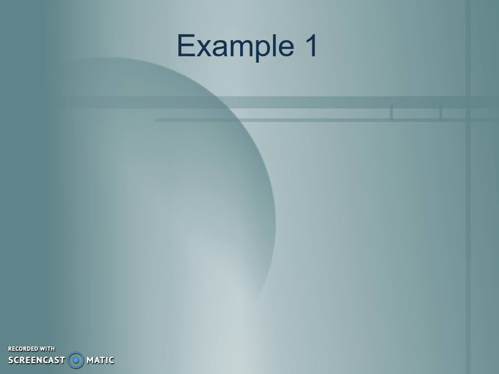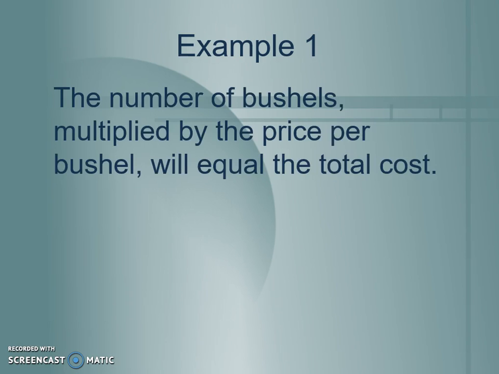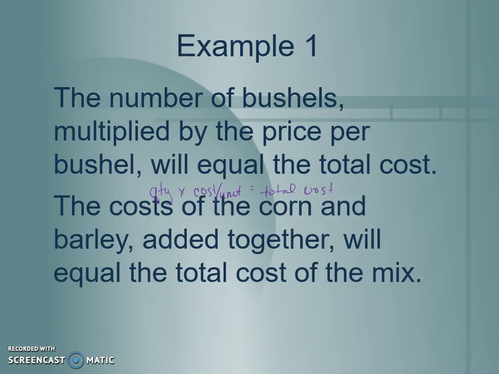So, we know that the number of bushels multiplied by the price per bushel will equal the cost. That's just kind of average, I like to call it shopping skills. So your quantity of whatever you're buying times the cost per unit equals your total cost. The cost of corn and barley added together will equal the total cost of the mix. And when we say the cost, this is the total cost.